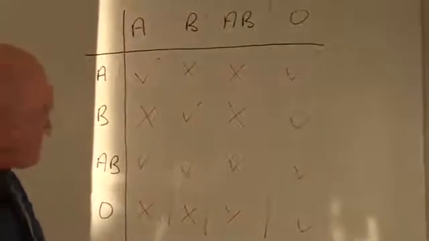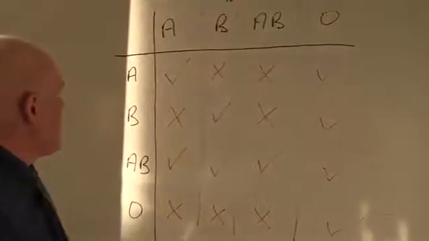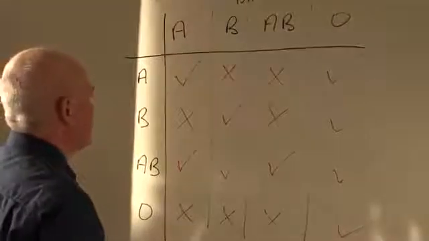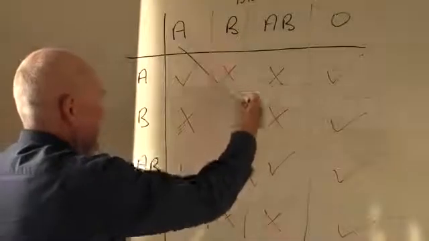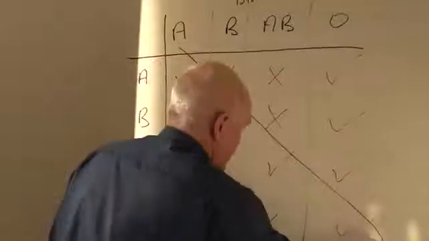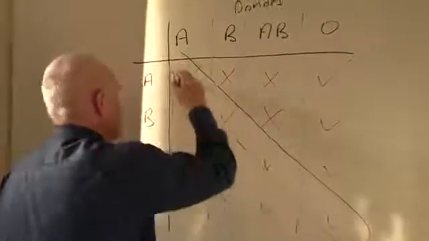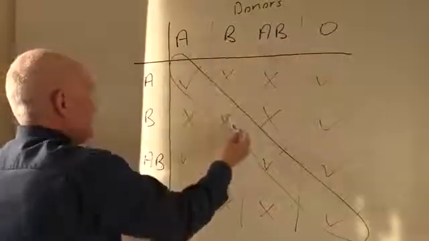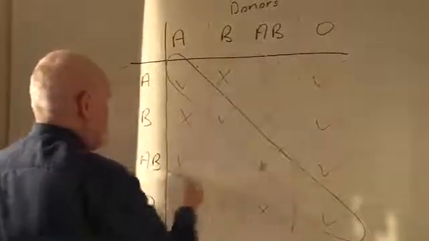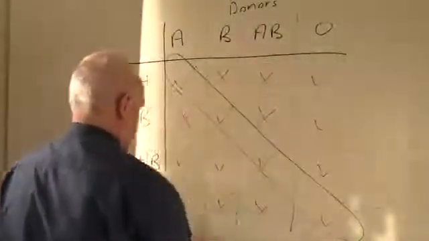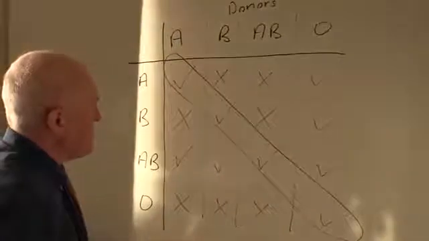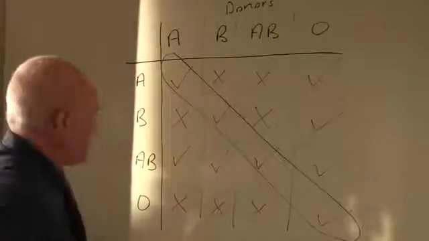So what this means, in theory, is that everyone can give to their own blood type. A can give to A, B can give to B, AB to AB, and O can give to O. Just looking at the ABO system.